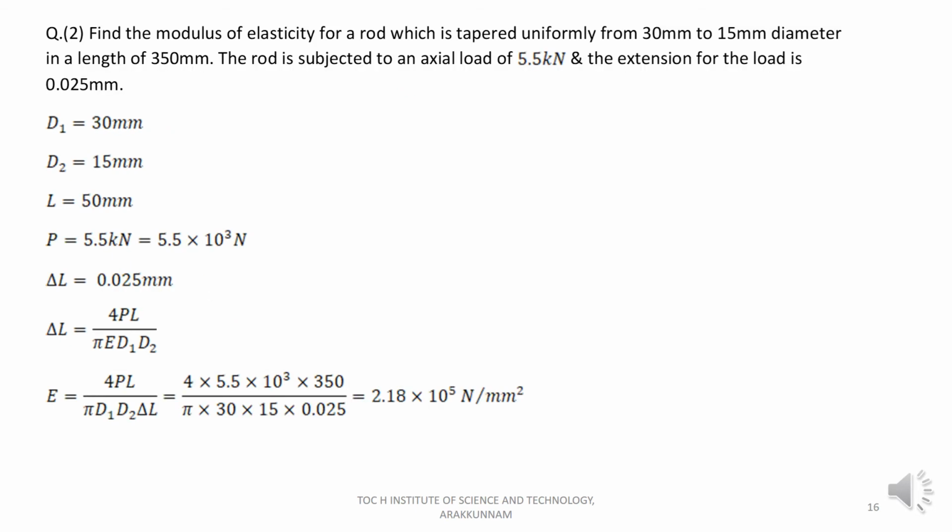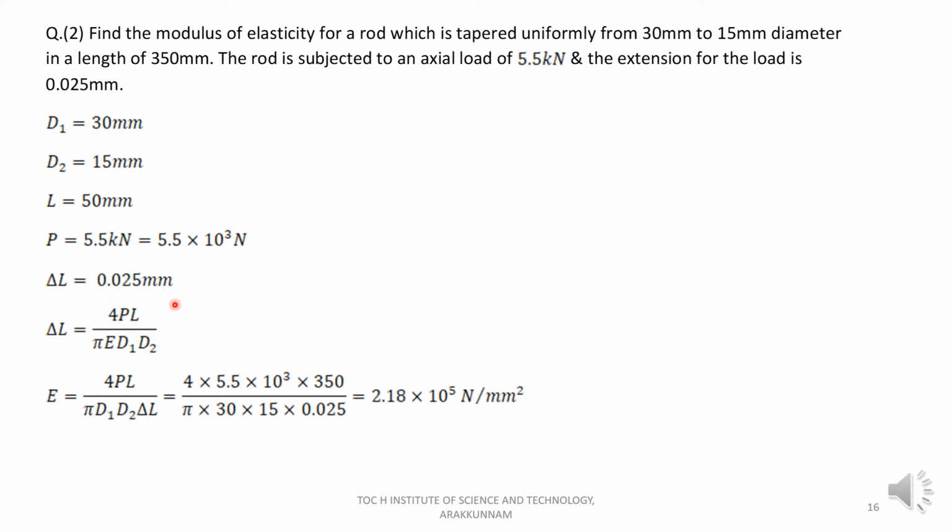Okay. Now find the modulus of elasticity for a rod which is tapered uniformly from 30 mm to 15 mm diameter in a length of 350 mm. The rod is subjected to an axial load of 5.5 kN, and the extension for the load is given as 0.25 mm. Here we have to find the value of Young's modulus E, and all other data are given. That is D1 is equal to 30 mm, D2 is equal to 15 mm, and L is equal to 350 mm, where P is equal to 5.5 kilonewton, that is 5.5 into 10 raised to 3 Newton, and delta L is equal to 0.25 mm.